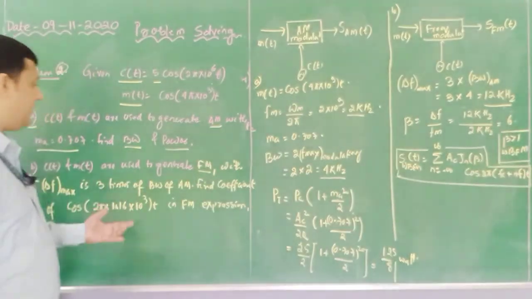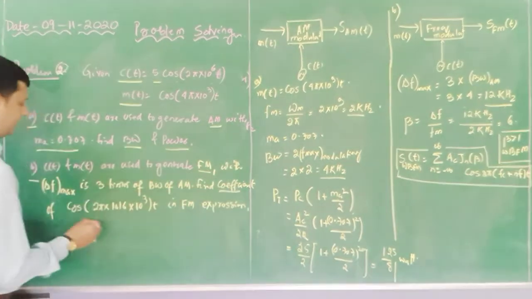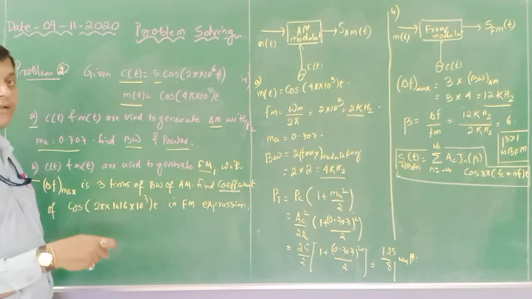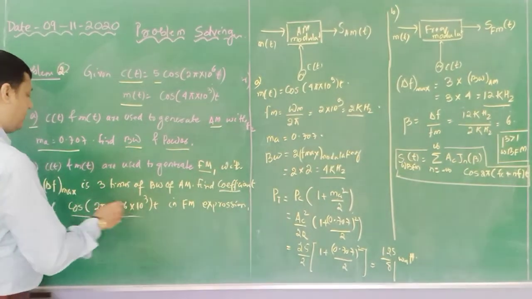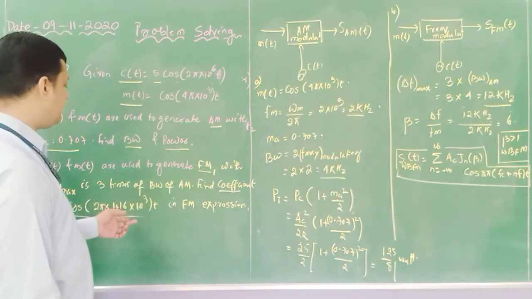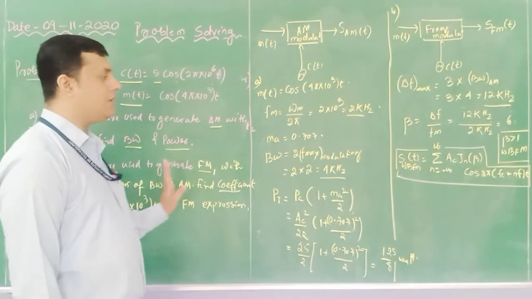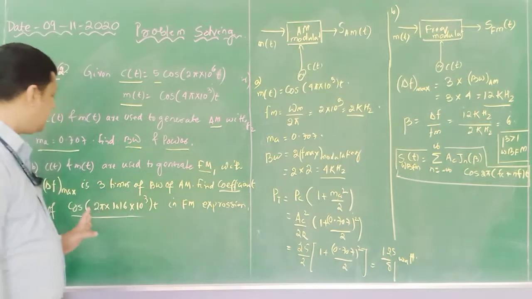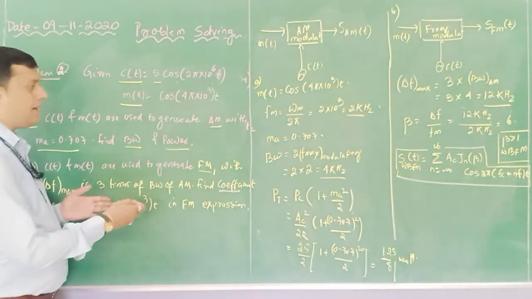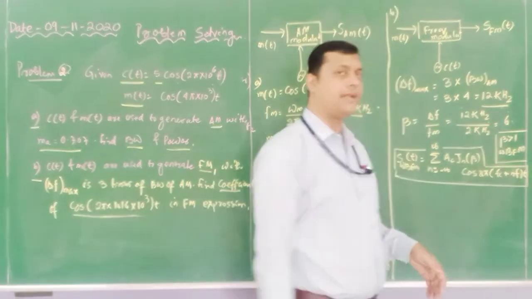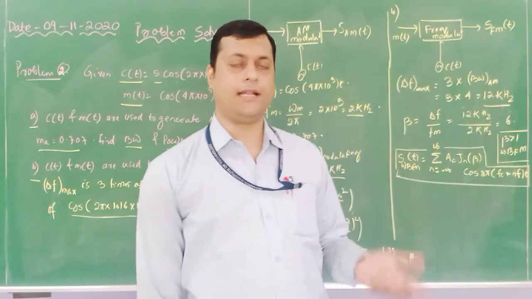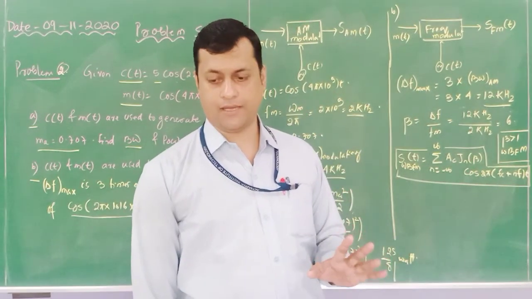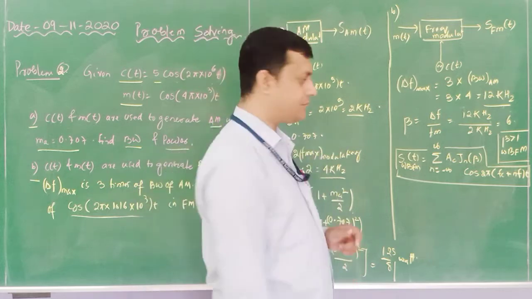Now, as it is given, you have to find the coefficient, that is, Jn of beta, and cos of 2 pi into 1016 into 10 to the power 3 into t. So this whole term I need to equate with respect to that whole term. First I need to determine the value of n, then substitute the value and represent the coefficient. So step by step we will see.